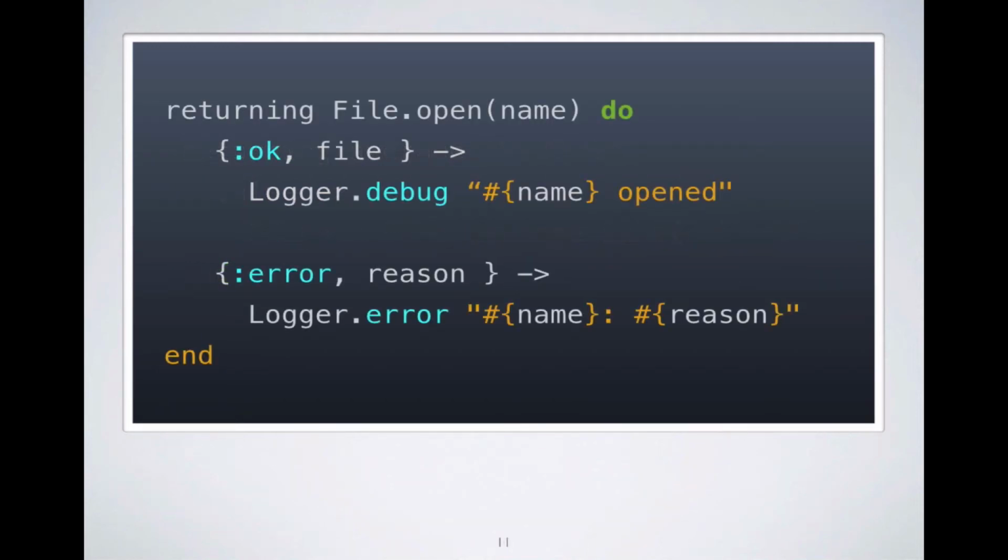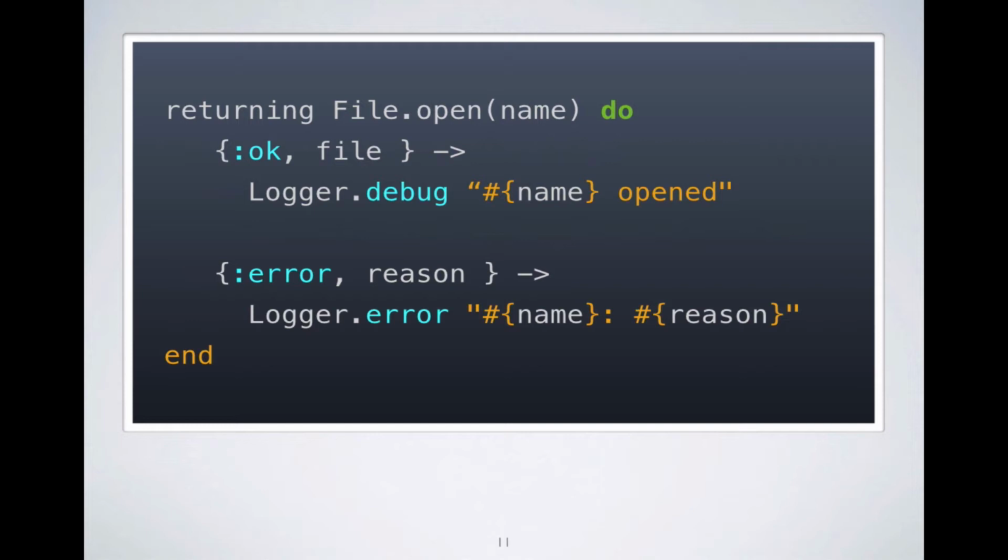So here, for example, we're going to call File.open. Now File.open returns a tuple, either OK followed by the file PID or error followed by a reason. So inside our returning block here, we can actually distinguish between those two cases. If we get OK file back, then we're going to say a debug message. If we get an error code back, we're going to come back with a Logger error level message. But in both cases, we're actually still going to return what File.open would have returned. So our caller gets to choose how to handle that.